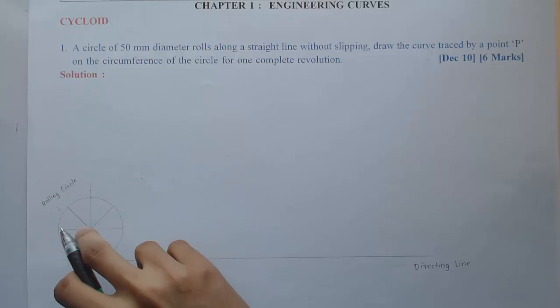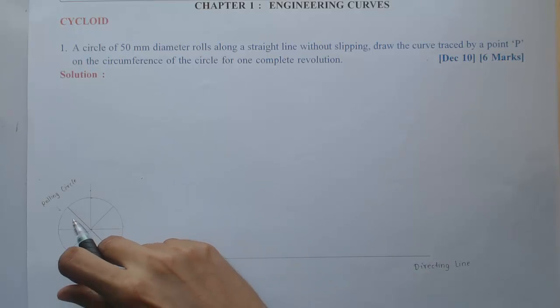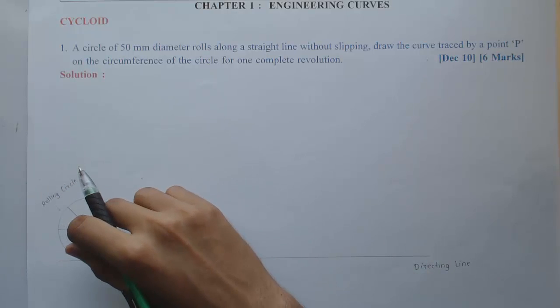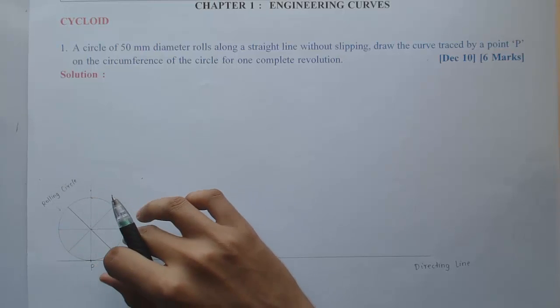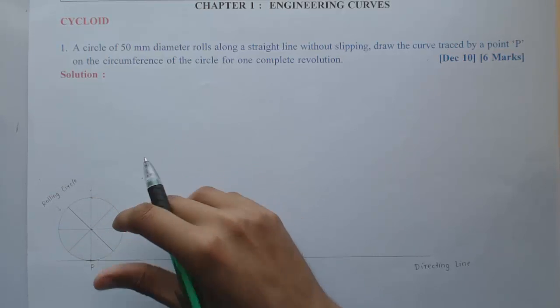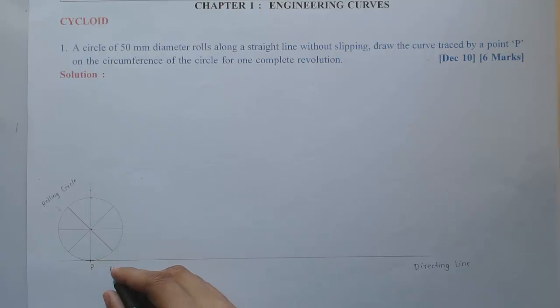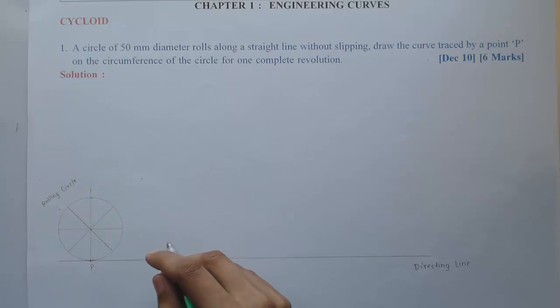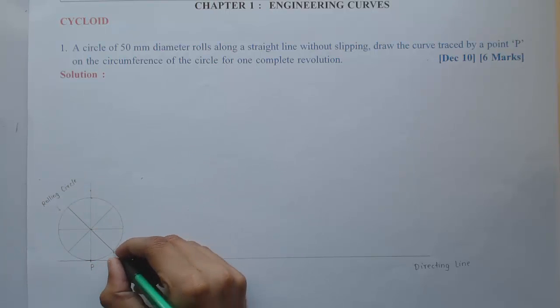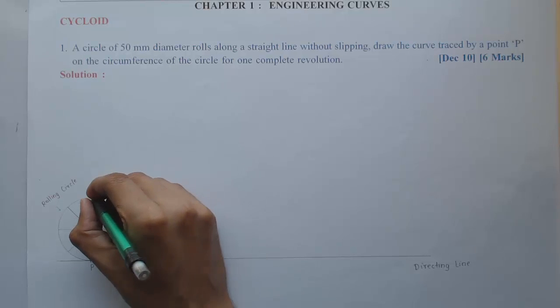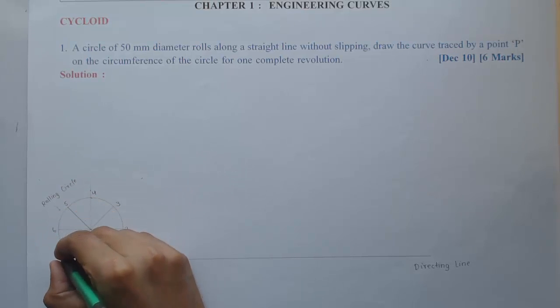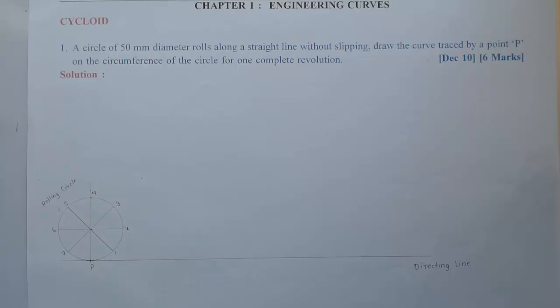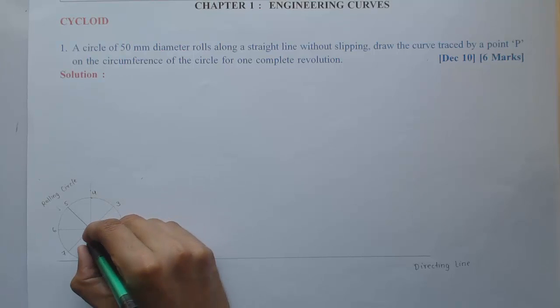So the first step is drawing the directing line, then dropping a perpendicular, then drawing a circle of the given diameter, and then dividing it into either 8 or 12 parts depending on the diameter of the circle. Now I'll start numbering the divisions of the circle. I'll go in the anti-clockwise direction. So from P, I'll start with 1, 2, 3, 4, 5, 6, 7, and obviously 8 will again coincide with P. And the center of the circle is denoted by C.